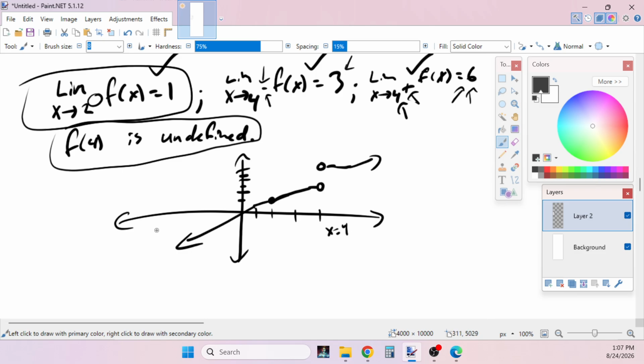There are lots of things we could do. Notice it didn't say that f of x had to equal 1 at 2. So we could make this a hollow dot and put a solid dot somewhere else if we wanted. But it's fine. This works. I'd recommend practicing several of these types of problems. Make sure that you've got it.